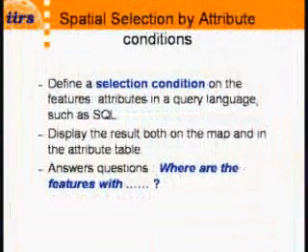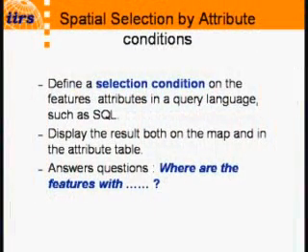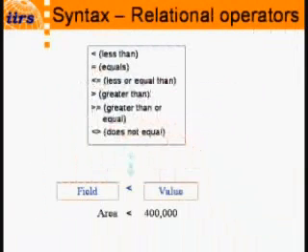Now in attribute condition, we define a selection condition on the features' attribute in a query language such as SQL. So you can use a SQL statement wherein you can retrieve any record, or you can retrieve any polygon on the basis of a certain attribute condition. Now you display the result both on the map and in the attribute table. So it answers questions like, where are the features with? So how can I answer this? I have a certain set of relational operators which I can use for selecting a particular polygon.